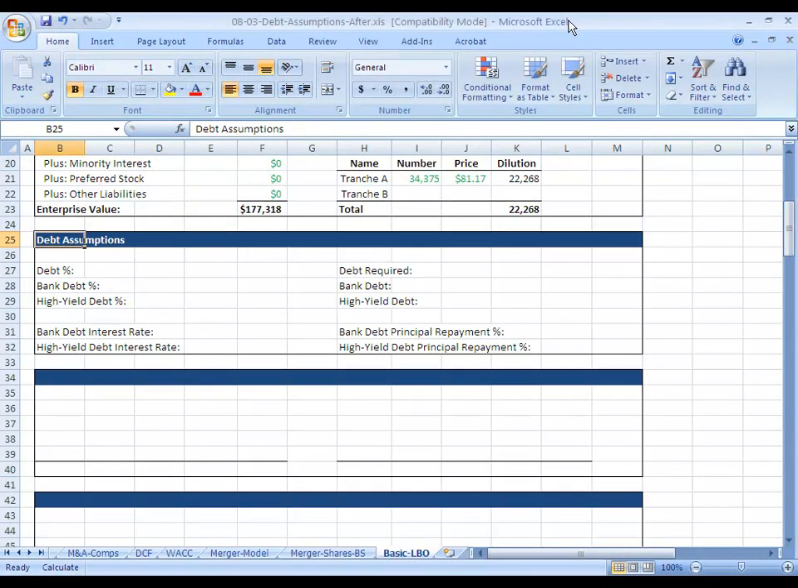In this lesson, we're going to move into the next step of our basic LBO model here, which is to look at some of the assumptions surrounding debt in this model.